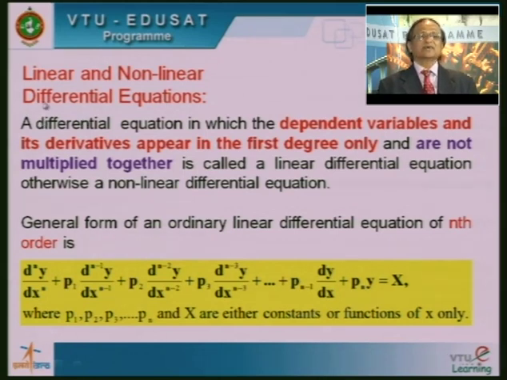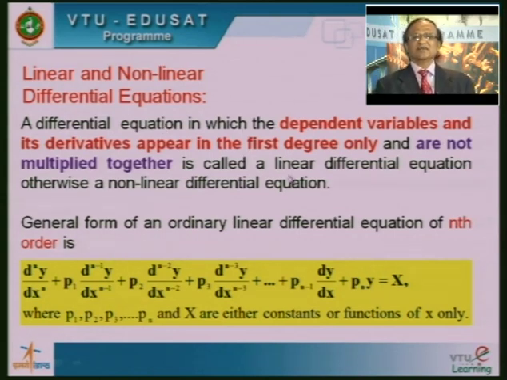And we can define a linear differential equation as follows: a differential equation in which the dependent variable and its derivative appear in the first degree only and are not multiplied together is called a linear differential equation, otherwise a non-linear differential equation. Is it clear? We can define a linear differential equation in this form. Then you may ask, right.